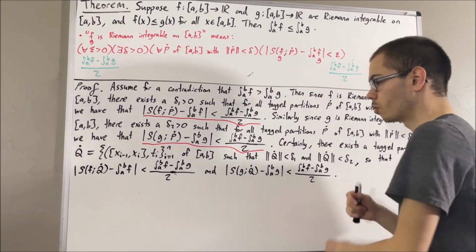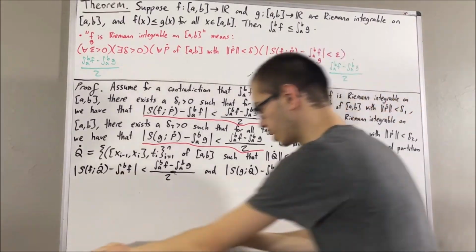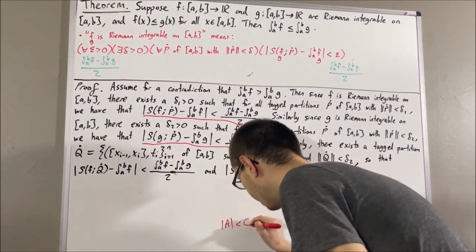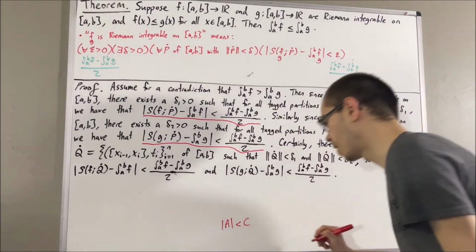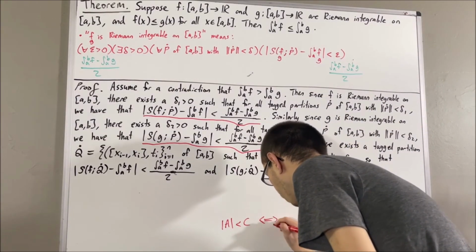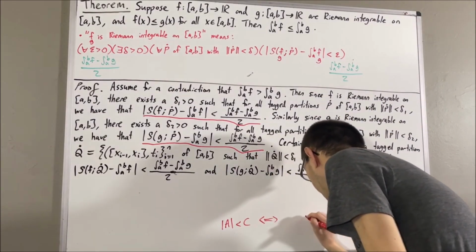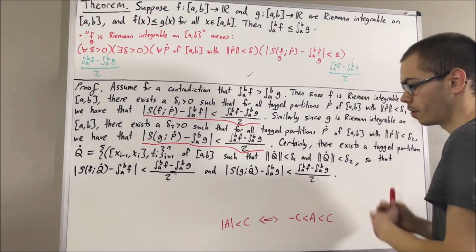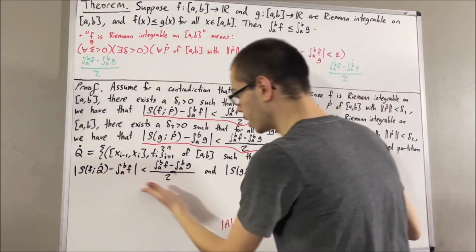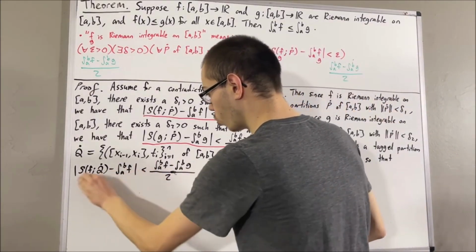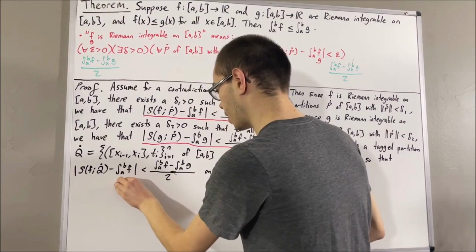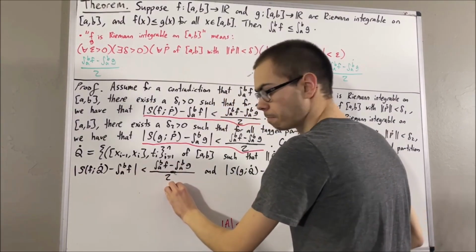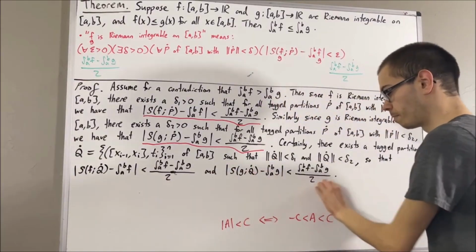But then, notice these two inequalities are both of the form absolute value of A is less than C. And a property of absolute values tells us that this is equivalent to saying that A lies between negative C and positive C. So this means for this inequality, we can say that the quantity inside the absolute value lies between the negative of this value and the positive of this value, and similarly for this one.